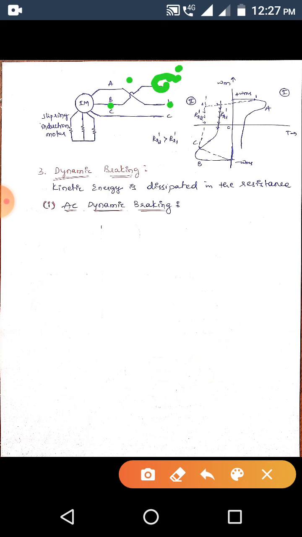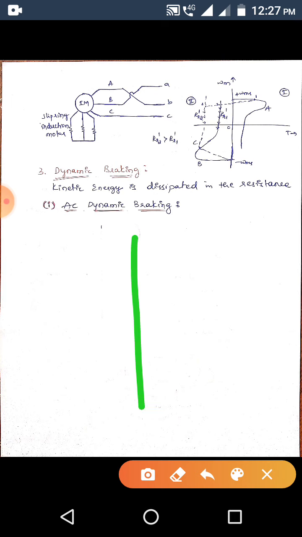Any two supply voltages will be changed, so the phase sequence or the direction of the supply voltages has been reversed. If the direction of the supply voltages is reversed, then the rotating field will change. If the rotating field changes, then automatically there will be a reversed voltage in the winding. So let us draw this by using the speed torque characteristics.